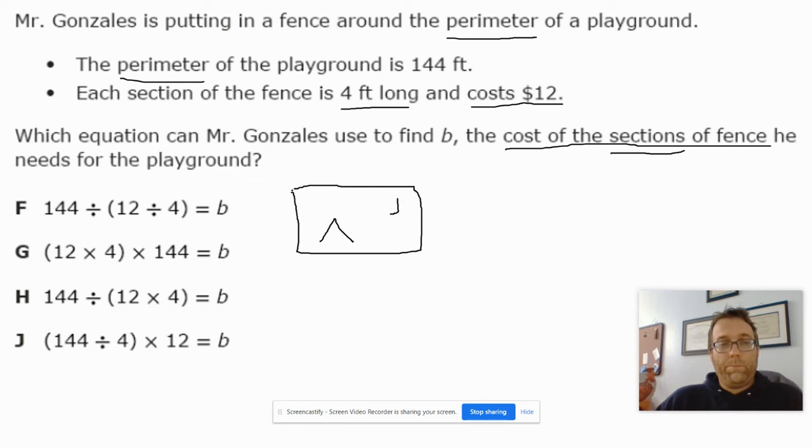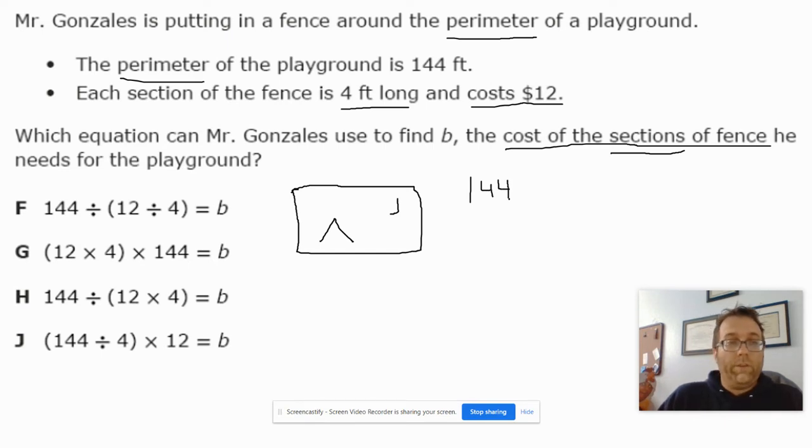The perimeter talks about the area around the outside of the playground. So that black line that goes around the outside of the playground, that is the border of the playground. That is the perimeter. Remember, perimeter does not include the space on the inside. So whatever equipment you have doesn't matter. The perimeter is the outside of the playground. So we know, according to bullet number one, that the perimeter of the playground is 144 feet. So I'm going to write that down.